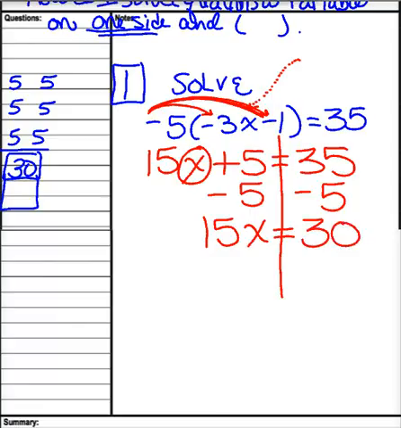And as long as we do the same thing to both sides, it stays completely in balance. The opposite of multiplying by 15 is to divide by 15.